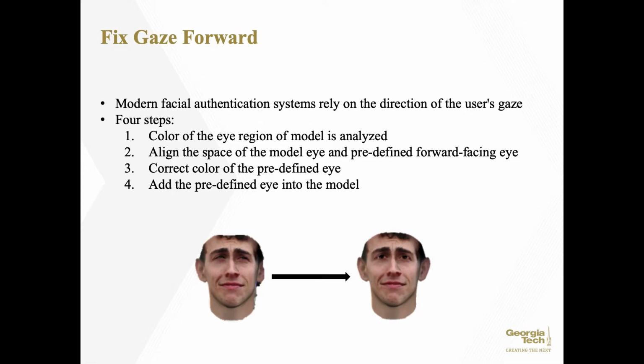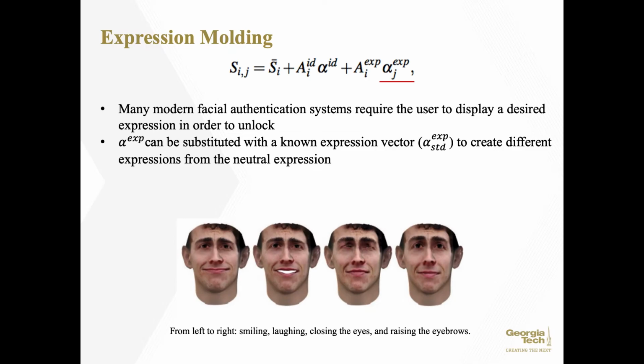And below, you can see the results of that. So now we have a forward-facing textured model. However, a lot of facial authentication systems require the user to display certain desired emotions, oftentimes blinking the eyes or raising the eyebrows. So we have to try to create a different facial expression given the neutral model.